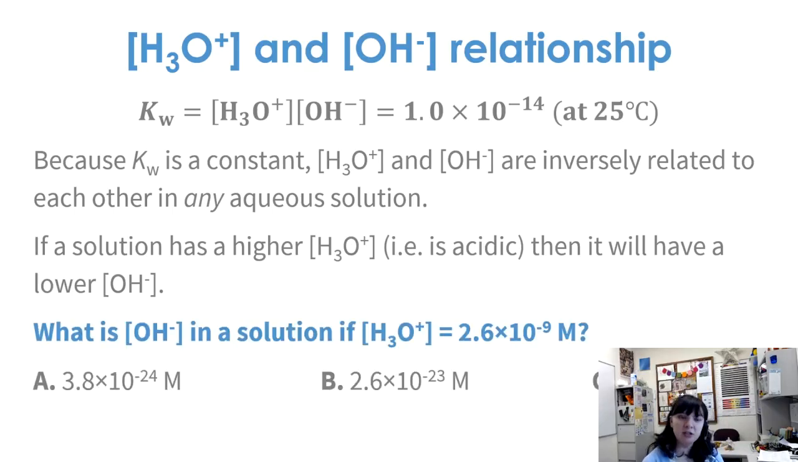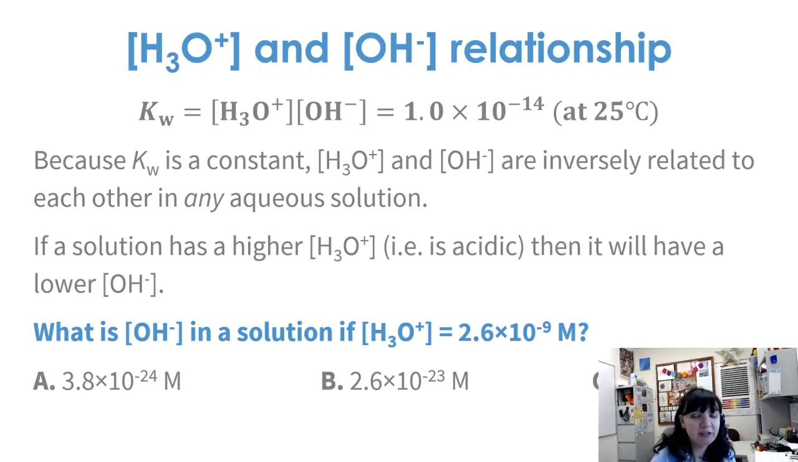So here I want us to use the Kw constant to relate these two concentrations. Say I have a solution that has a hydronium concentration of 2.6 times 10 to the minus 9. What would be then the concentration of the hydroxide in this solution? Go ahead and pause, solve for this, and then we'll compare answers.